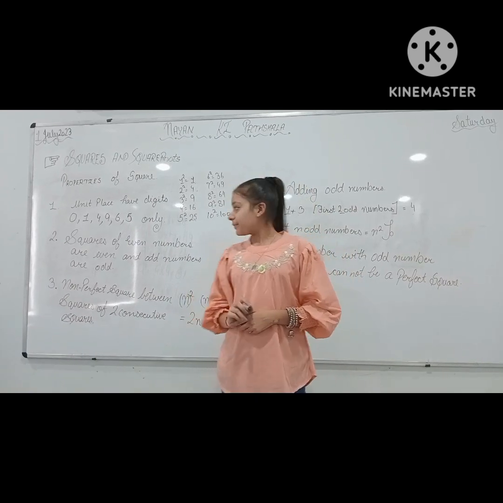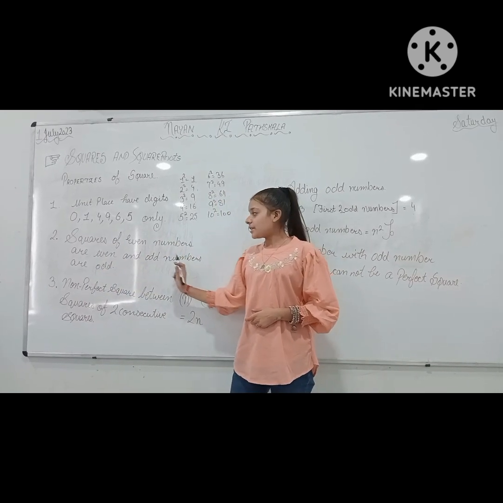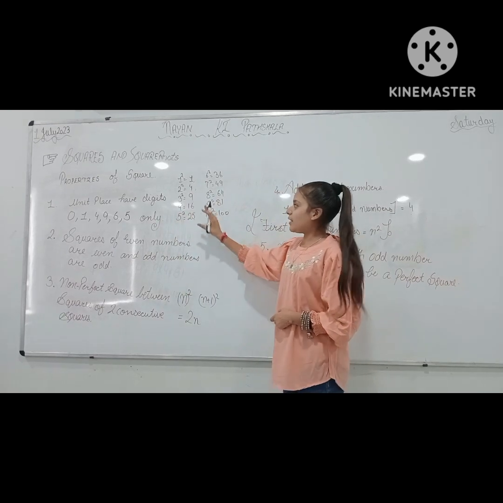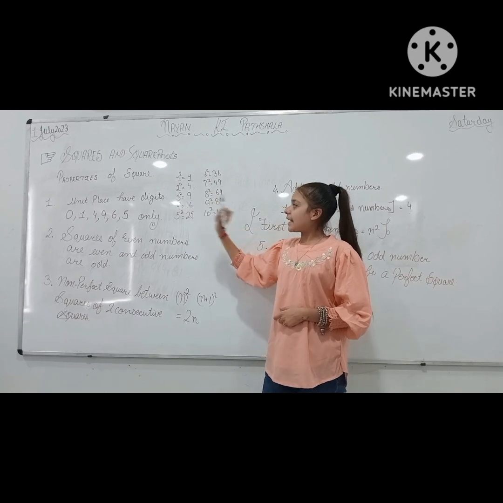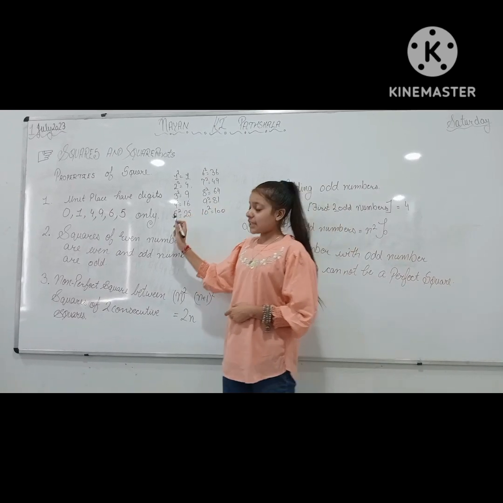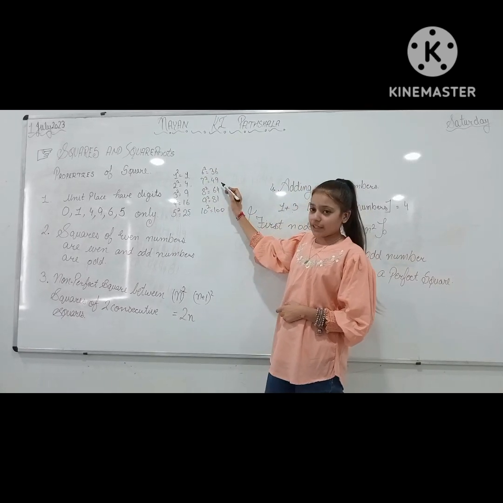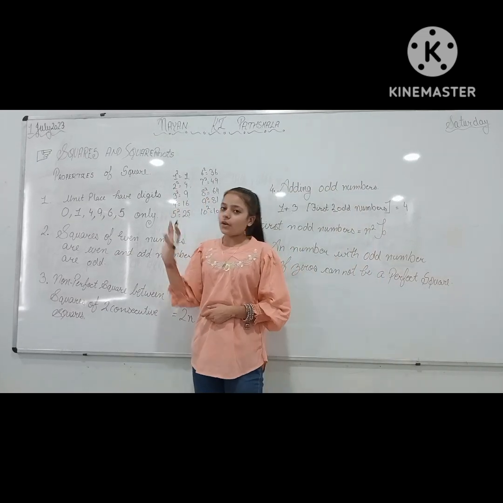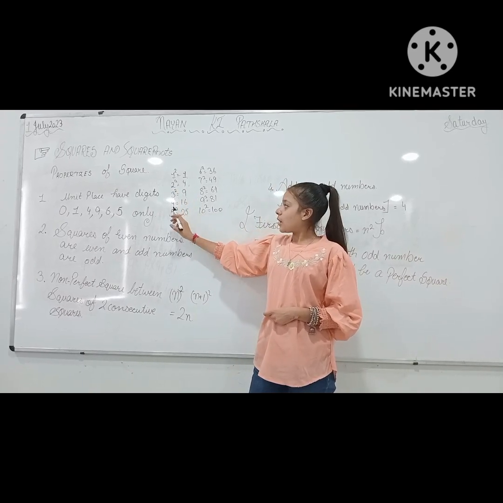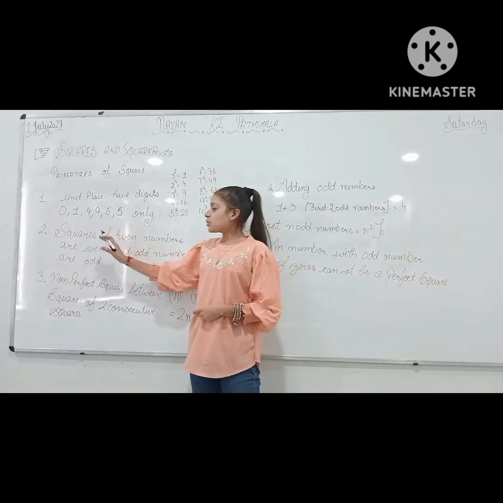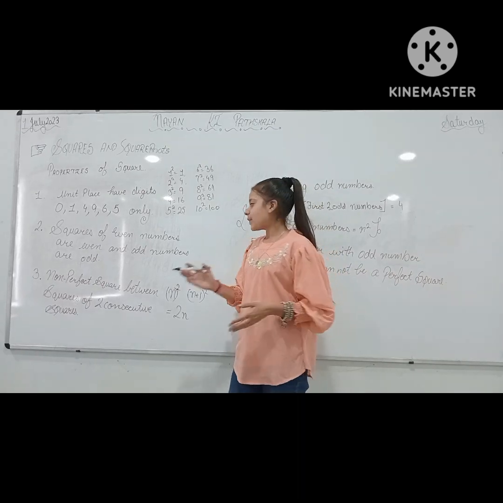Coming to the second property, that is, squares of even numbers are even and squares of odd numbers are odd. Come here once again. We know 1, 3, 5, 7, 9 are odd numbers. If we see their squares, that are 1, 9, 25, 49, 81, they are all also odd. Coming to the even numbers, 2 is even and 4 is even, 16 is even. So the square of an even number is always even and of an odd number is odd.